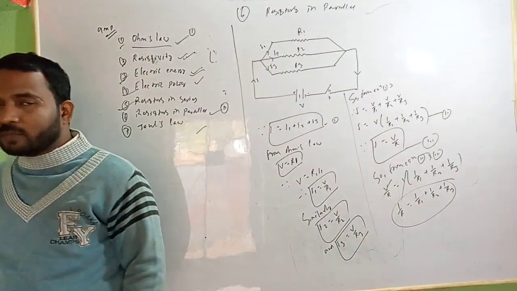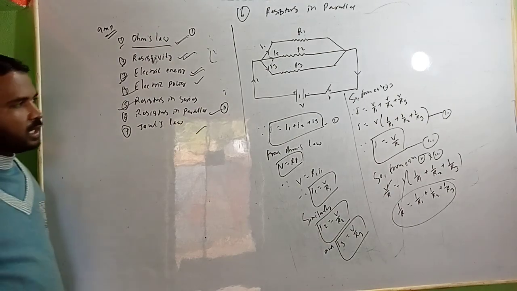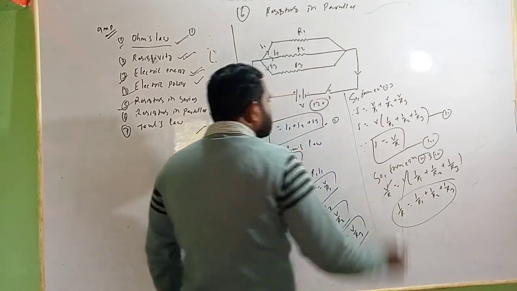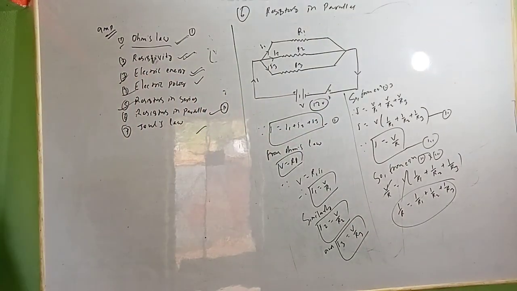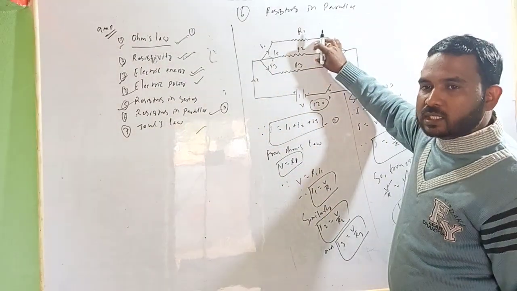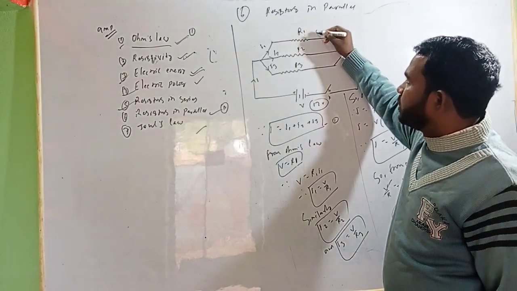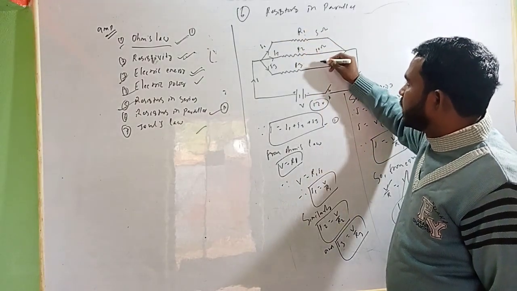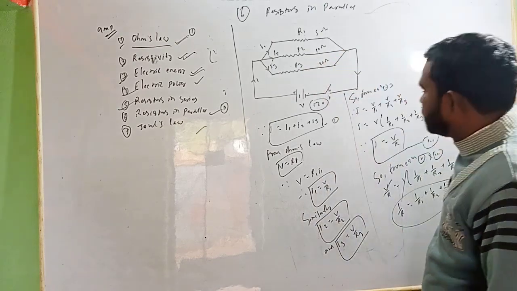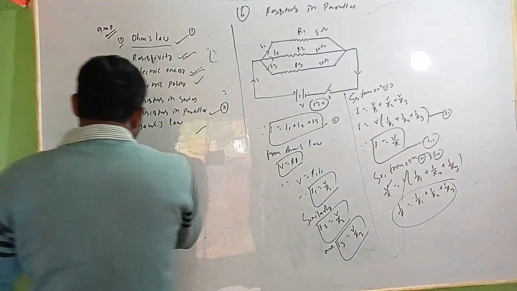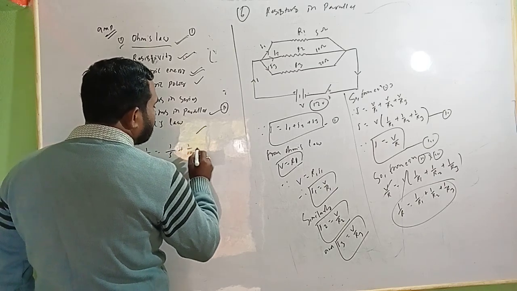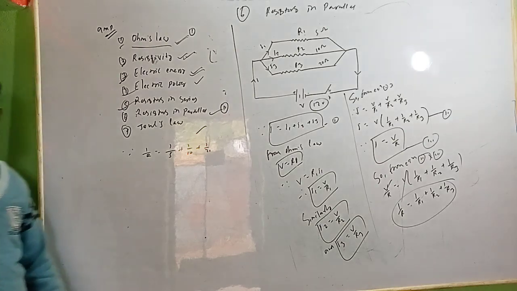Okay, students, but you will also have to solve numericals. Suppose a potential of 12 volt is applied across the wires, and the resistors connected are 5 ohm, 10 ohm and 20 ohm, connected in parallel. Then how will you solve? You know that 1 by R is equal to 1 by 5 plus 1 by 10 plus 1 by 20. You will find the total resistance.